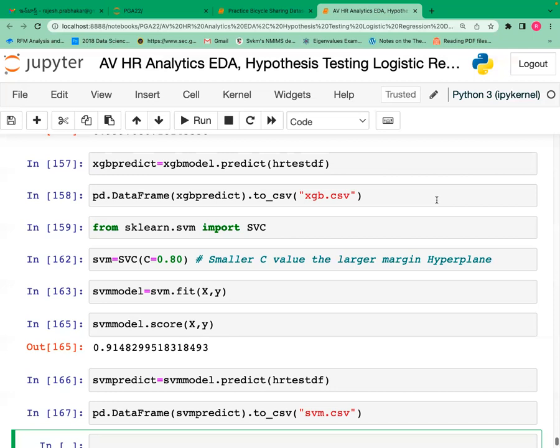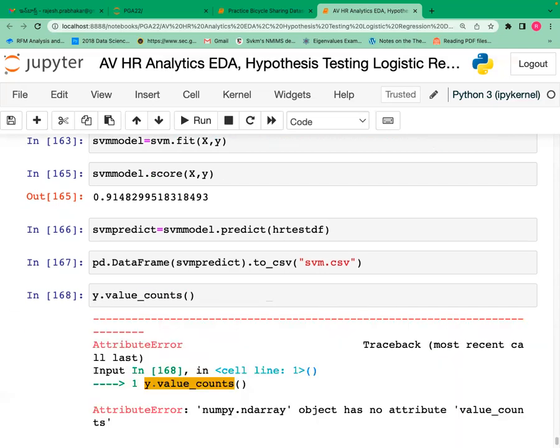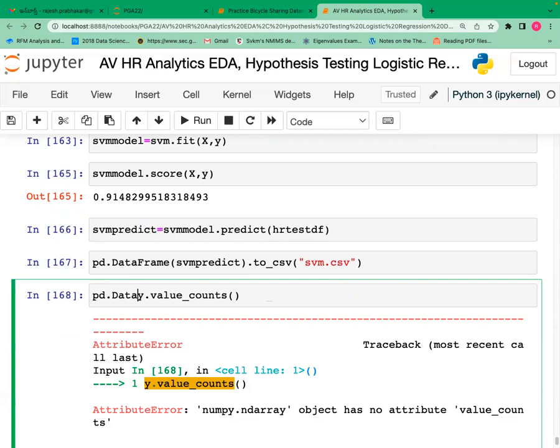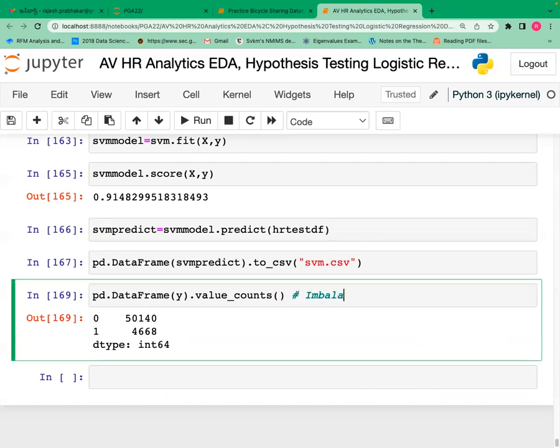Zero means the model is failing. It is not able to predict. So the problem is imbalance. Actually, we have to discuss y dot value counts. See, there is a huge bias towards zero. Very few ones are there. This is a classic example of imbalanced data.